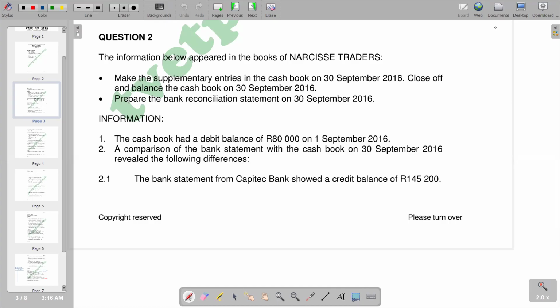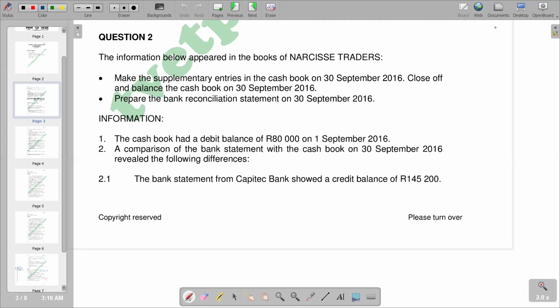In this video, we want to look at the preparation of our bank reconciliation statement. And also, we are going to prepare the cash book in terms of the debit side of the cash book and the credit side of the cash book. So remember, the debit side of the cash book represents the cash receipts journal, and the credit side represents the cash payment journal.